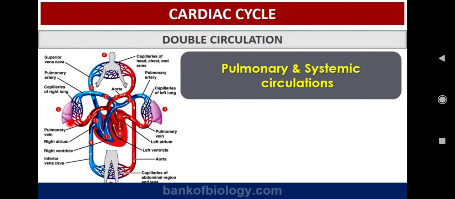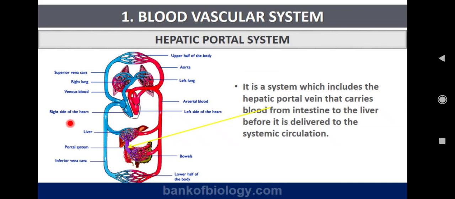See, both the pulmonary and the systemic circulations are given here. Look at this. And still some of you did not submit your diagram as well as the test which we conducted in the previous class.